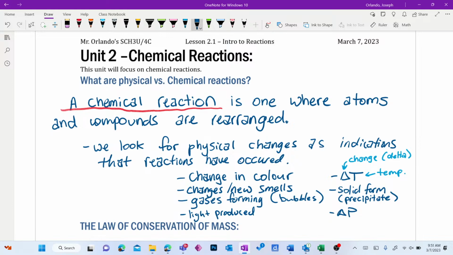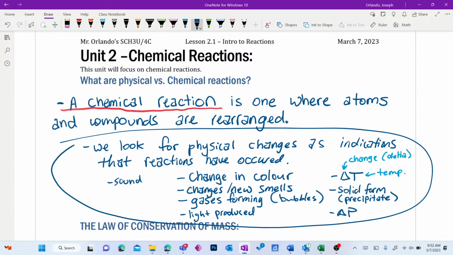When we do our labs, we'll see variations of all these. There could be sound, right? That's possible. An explosion makes a lot of sound. Again, none of these things means definitively, oh, I heard a sound, a chemical reaction happened. Well, maybe. Maybe somebody was talking. Maybe there was a speaker, right? But it's an indication. It's possible. Okay. The key is that all of these are just things that could potentially indicate what has actually happened.